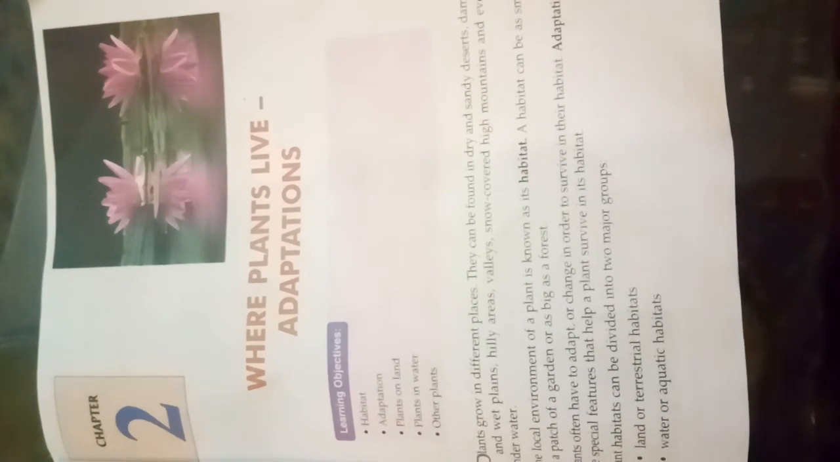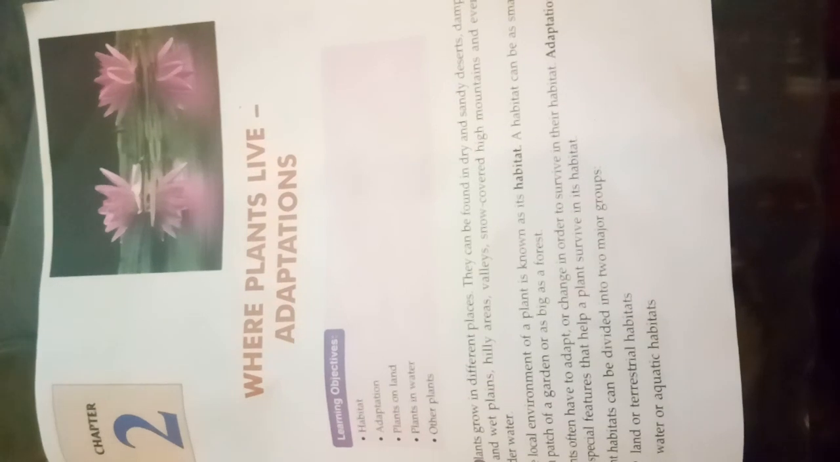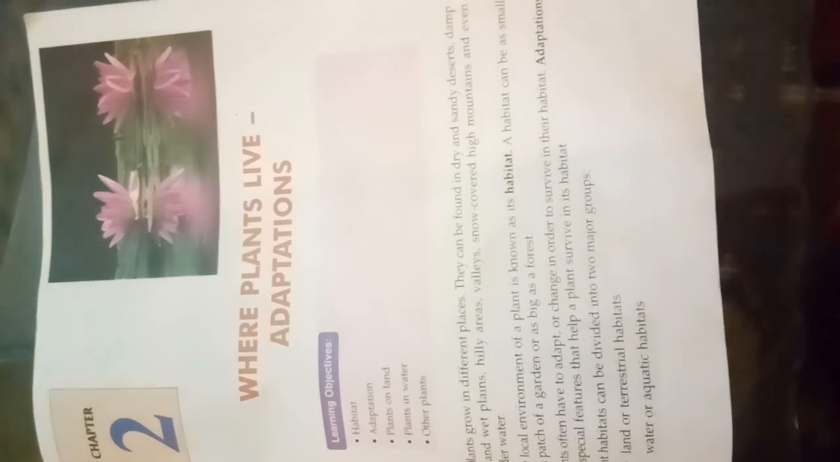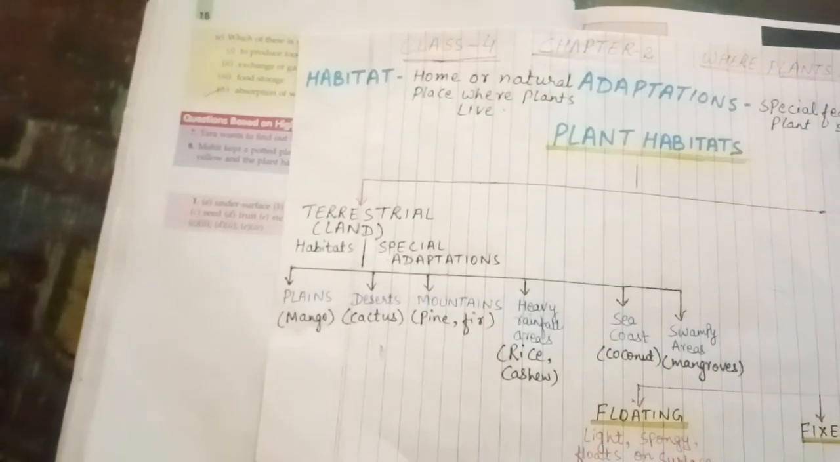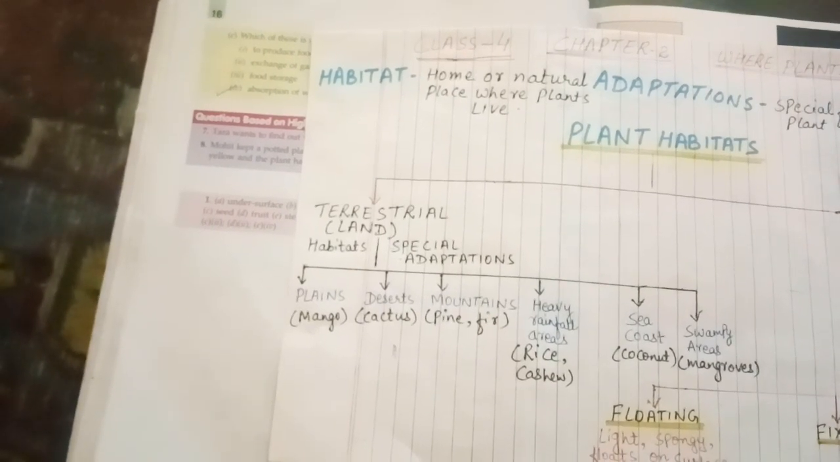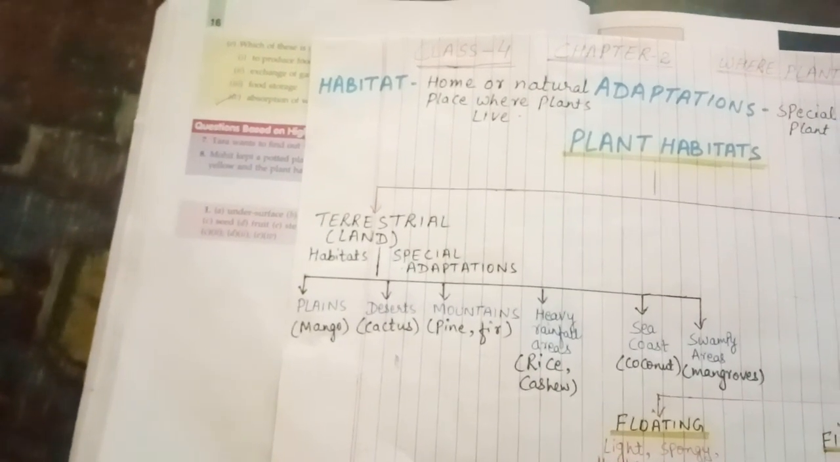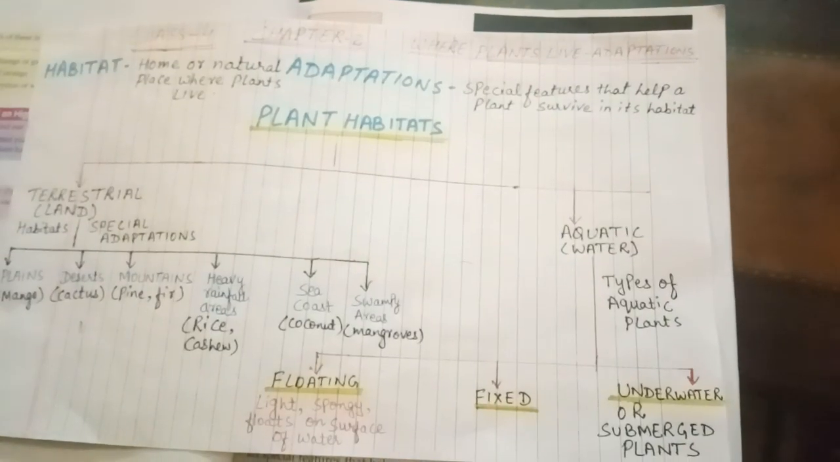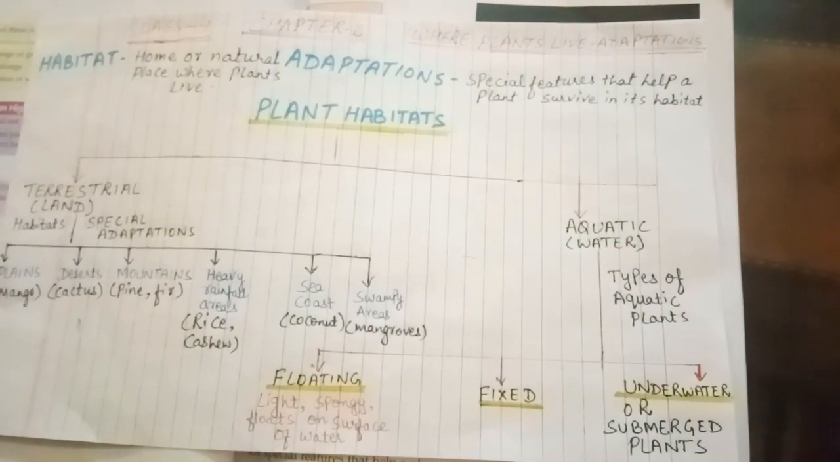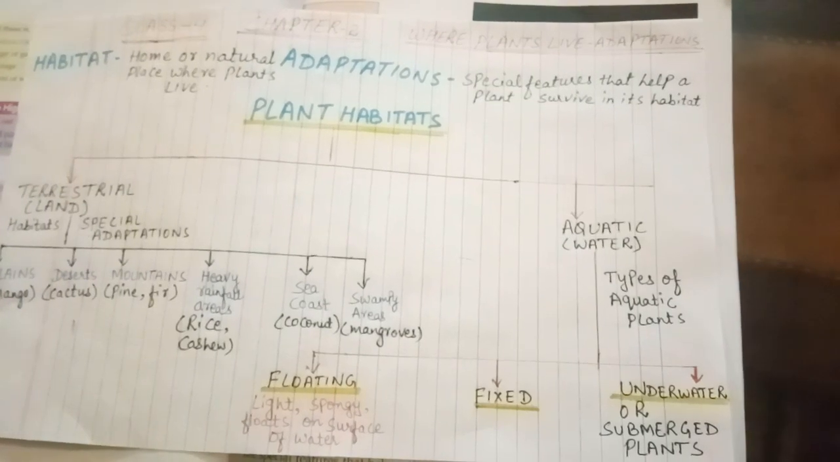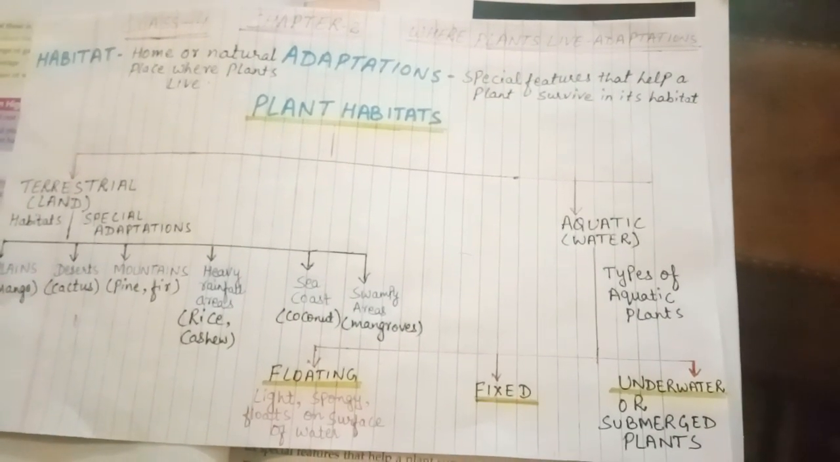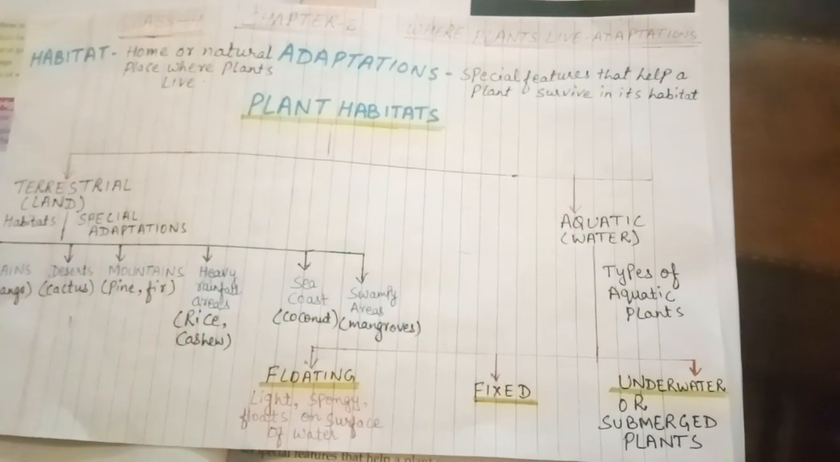Good morning class. In the previous class we started chapter number 2, plant adaptations. In this chapter we have learned what a habitat is. Habitat is the home or natural place where plants live. We have also learned about adaptations. What are adaptations? These are special features that help a plant survive in its habitat.